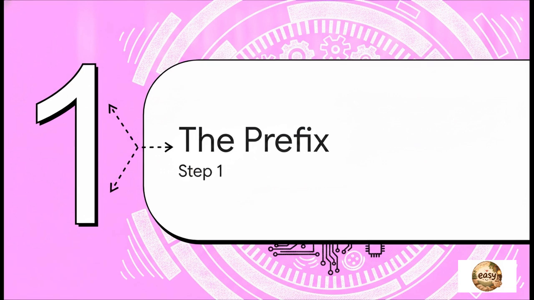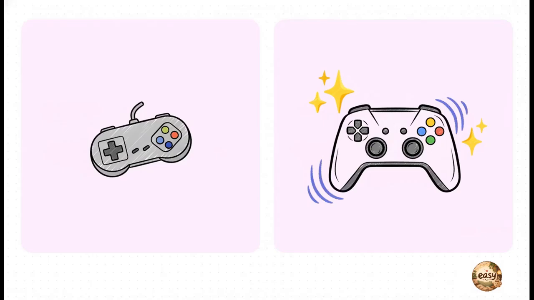Step 1, the prefix. Okay, so every Nvidia card starts with a few letters. For a really long time, the standard was GTX. Now, if you see a GTX card today, like the famous GTX 1060, it basically means it has an older, budget focus, and it's intended for really basic gaming. They're fine, but honestly, they're missing the modern magic.